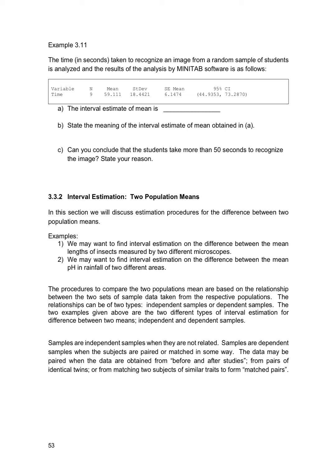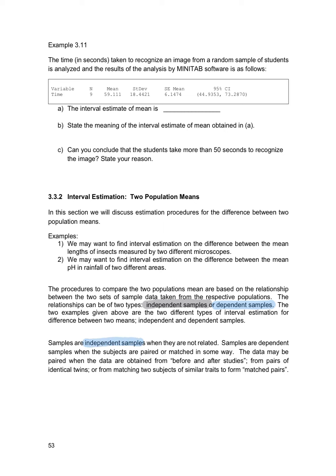As I mentioned before, the relationship can be of two types. First we have independent sample or dependent sample. So the two examples given above are two different types of interval estimation for the difference between two means, independent and dependent samples. So what do we mean by samples being independent?